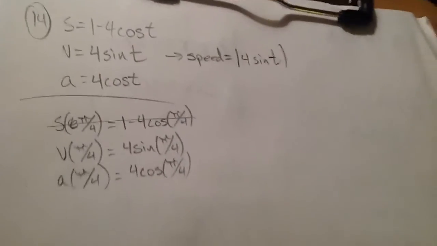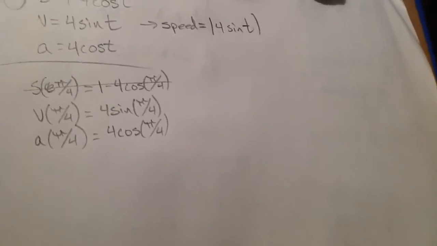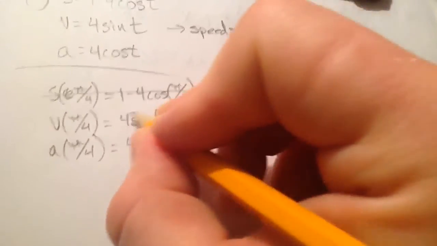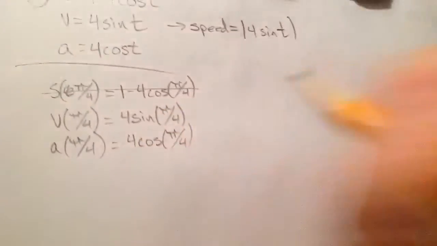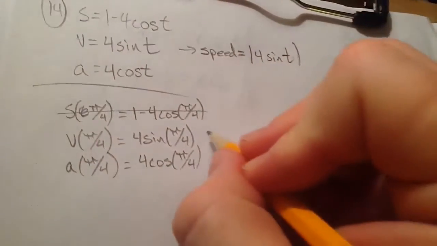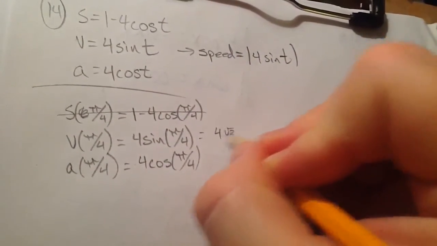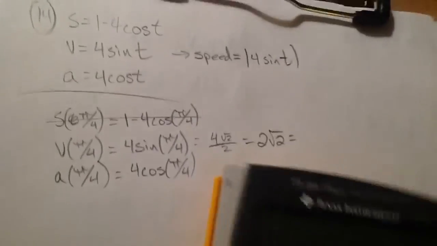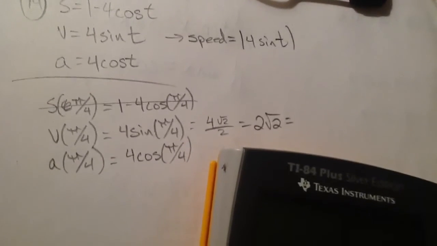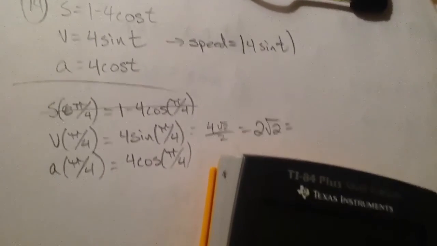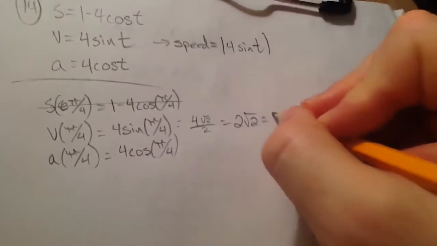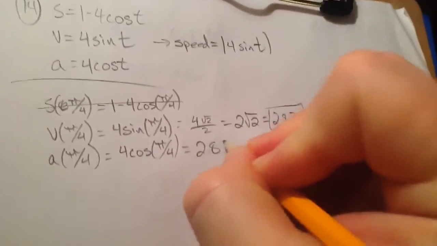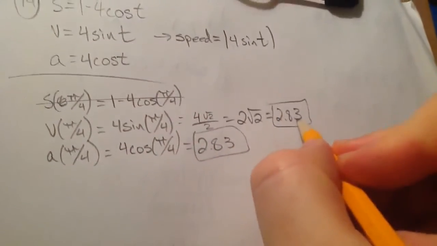Is this a no calculator? It is, technically. So you weren't supposed to use your calculator, which means you would have had to have the unit circle memorized, but I know none of you do. Because sine of pi over 4 is root 2 over 2. So you'd have 4 times root 2 over 2, which is 2 times the square root of 2. But if you use your calculator, that's about 2.83. And if you do the acceleration one, you'll get the exact same thing. And speed, you'll get the exact same thing because it's positive.